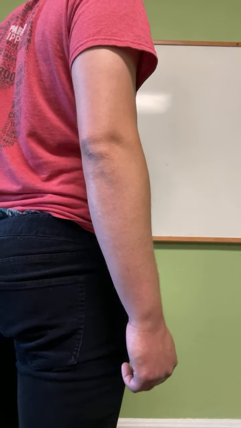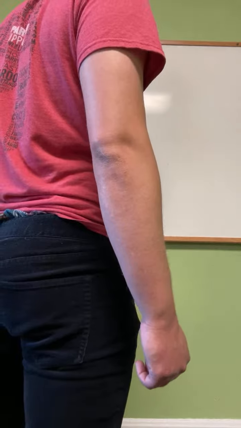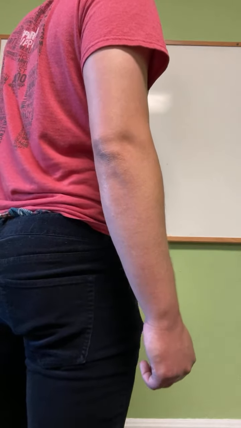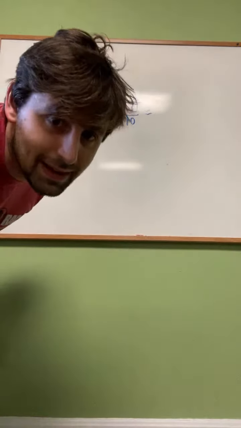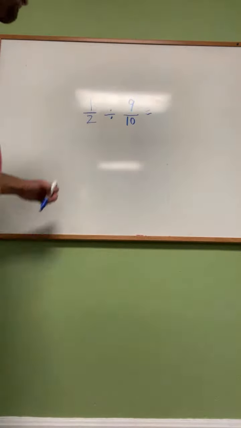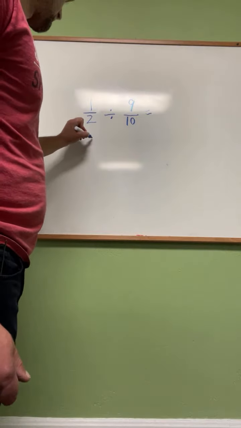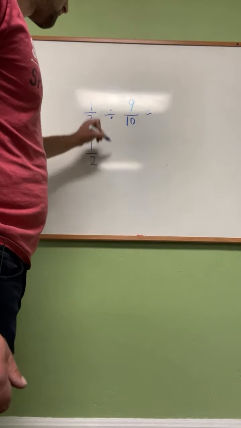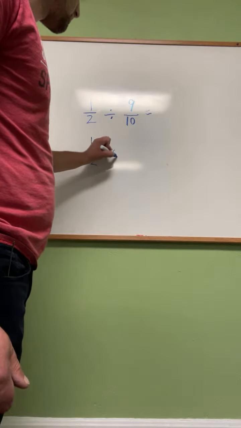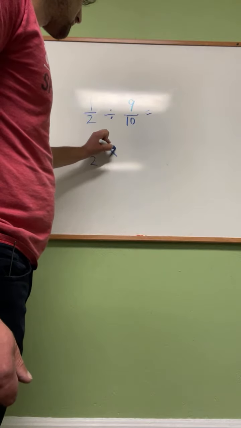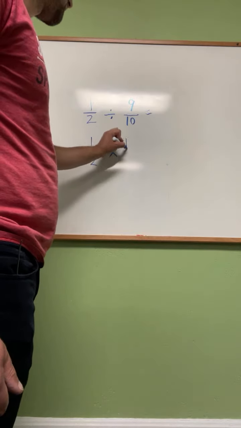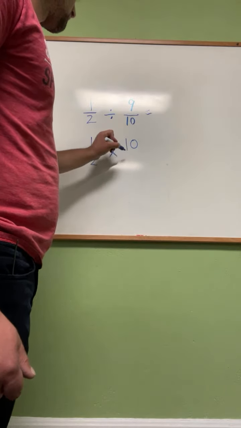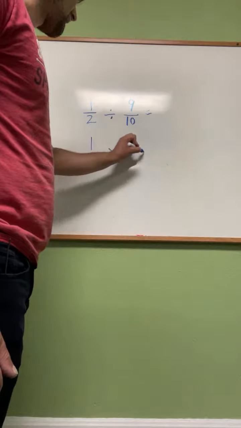1/2 divided by 9/10. 1/2 divided by 9/10. All right, so the 1/2, we're going to keep that. The division, we change to a multiplication problem. The 9/10, we flip it. 10/9.